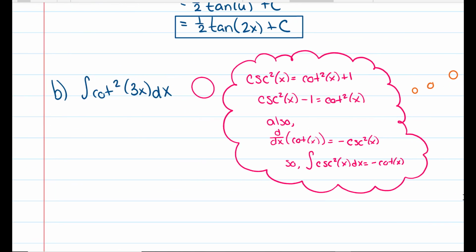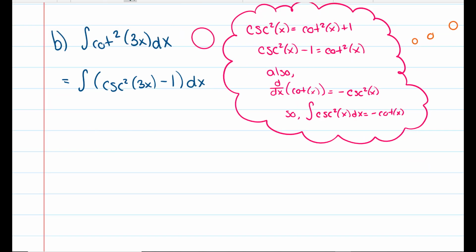So back to our integral, we're going to get that this is equal to the integral of cosecant squared of 3x minus 1 dx. So I can't integrate that yet. I'm going to need a u sub. So I'm going to let u equal 3x because of this right here. So I take the derivative and I get du equals 3 dx. But notice that I don't have a 3 dx, I only have dx. So I need to multiply both sides by 1/3.